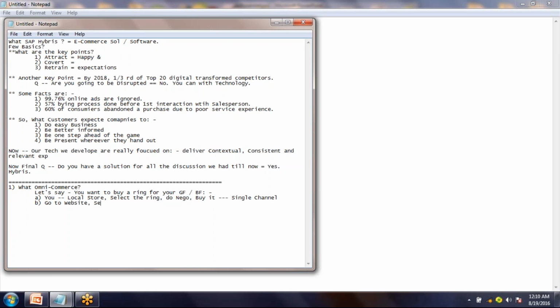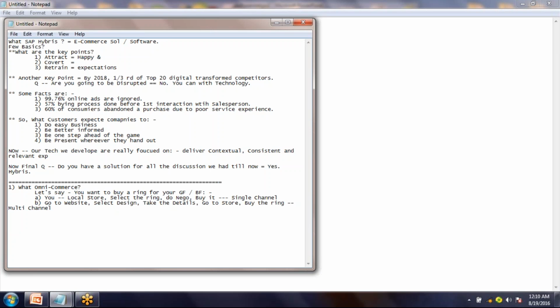Okay, then select the design. Go to the website, select the design, take the details, then go to the store. Okay, go to the store, then show your design and buy the ring. This is called multi-channel.